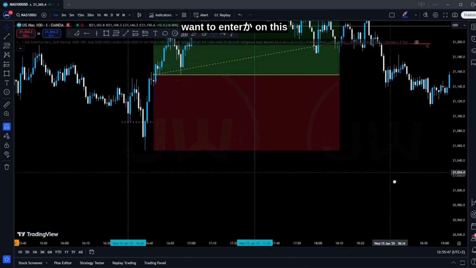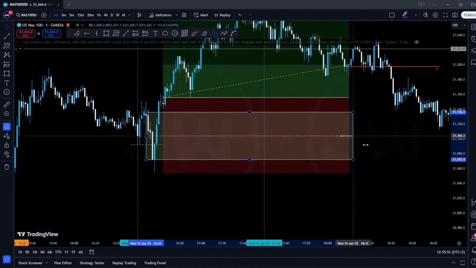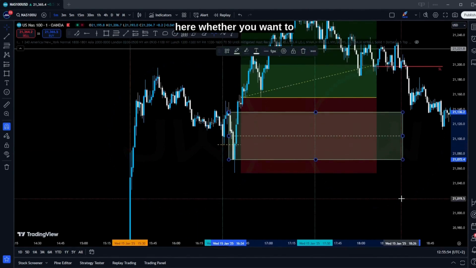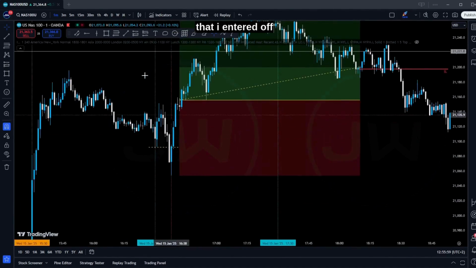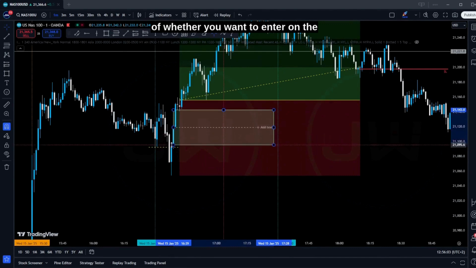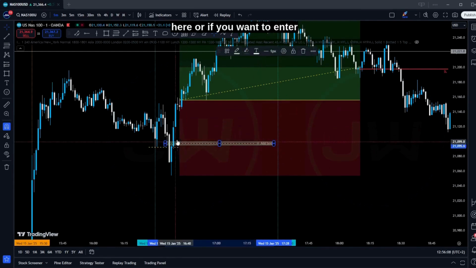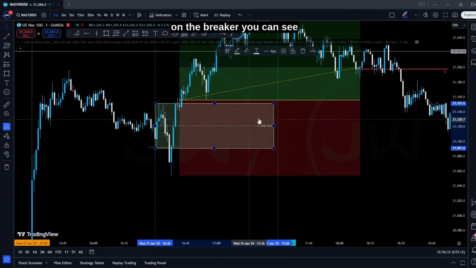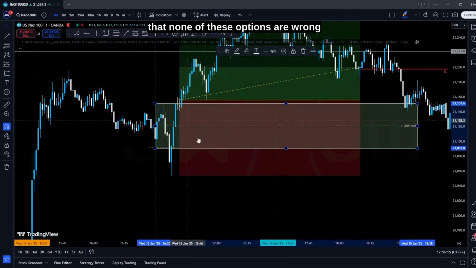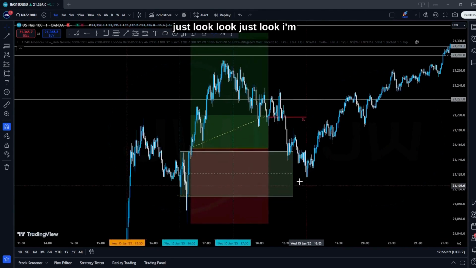Whether you want to enter on this order block right here, whether you want to enter on the fair value gap that I entered off of, whether you want to enter on the inverse fair value gap over here, or if you want to enter on the breaker. You can see that none of these options are wrong. Why? Just look.